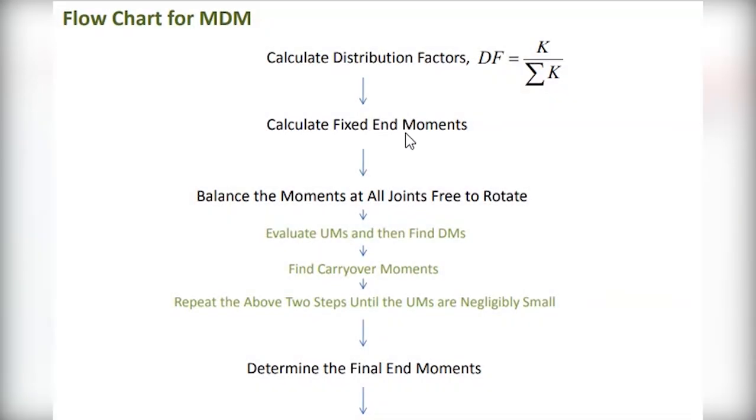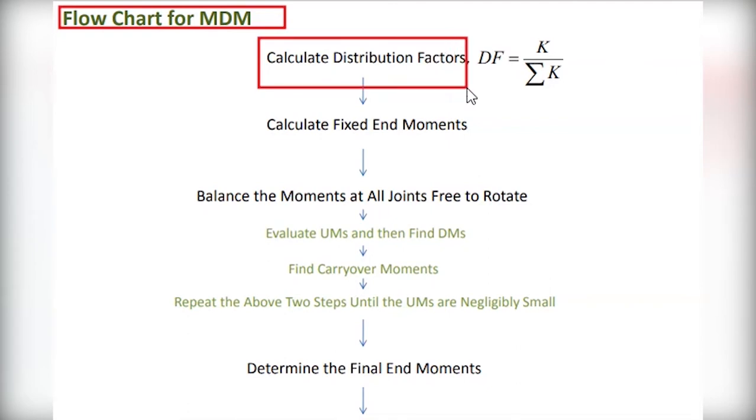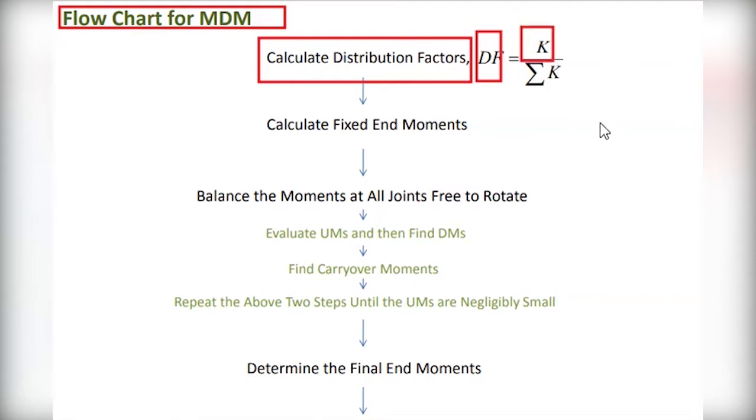Now, let's continue to how the procedure can be for the moment distribution method. Now, the flow chart for the moment distribution method is as follows. The first procedure is to calculate the distribution factor DF, which is a function of the k at the point or the member over the summation of the k joining the members.